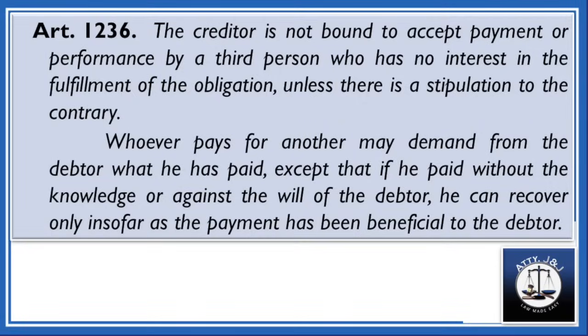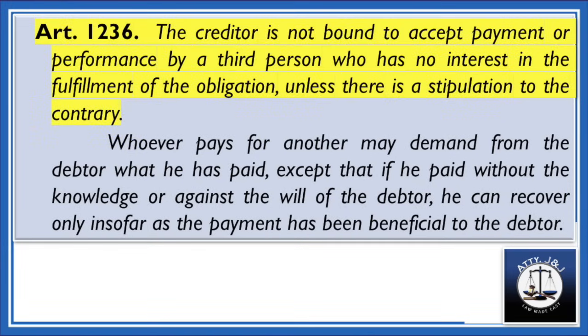Now, Article 1236. The creditor is not bound to accept payment or performance by a third person who has no interest in the fulfillment of the obligation, unless there is a stipulation to the contrary. Whoever pays for another may demand from the debtor what he has paid, except that if he paid without knowledge or against the will of the debtor, he can recover only insofar as the payment has been beneficial to the debtor.